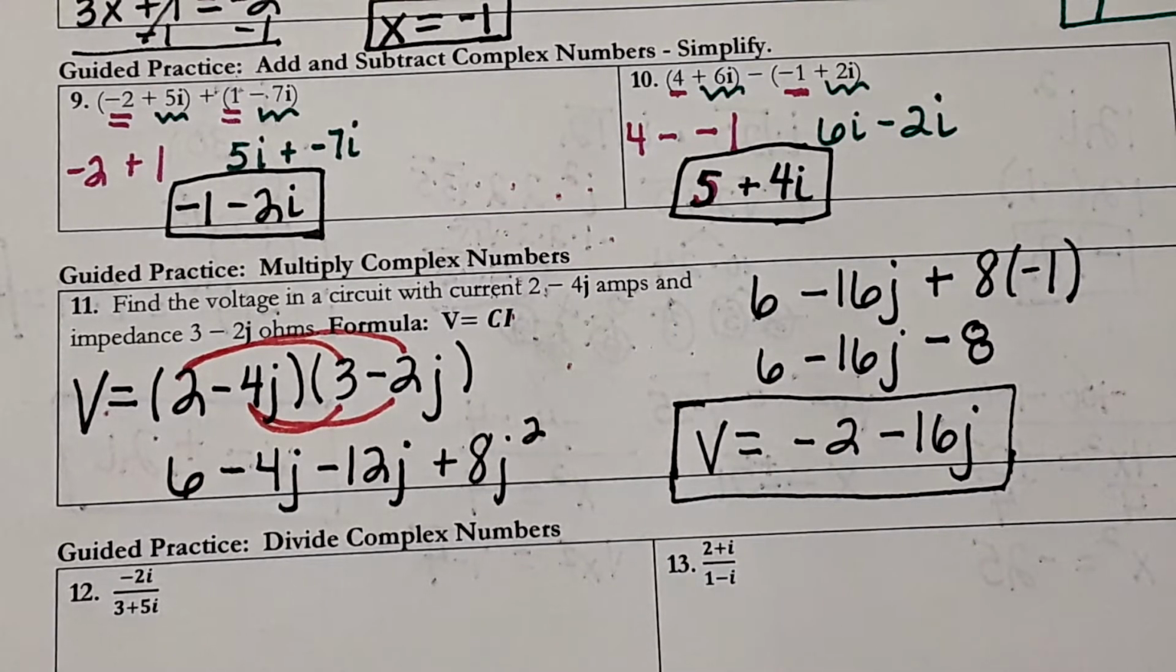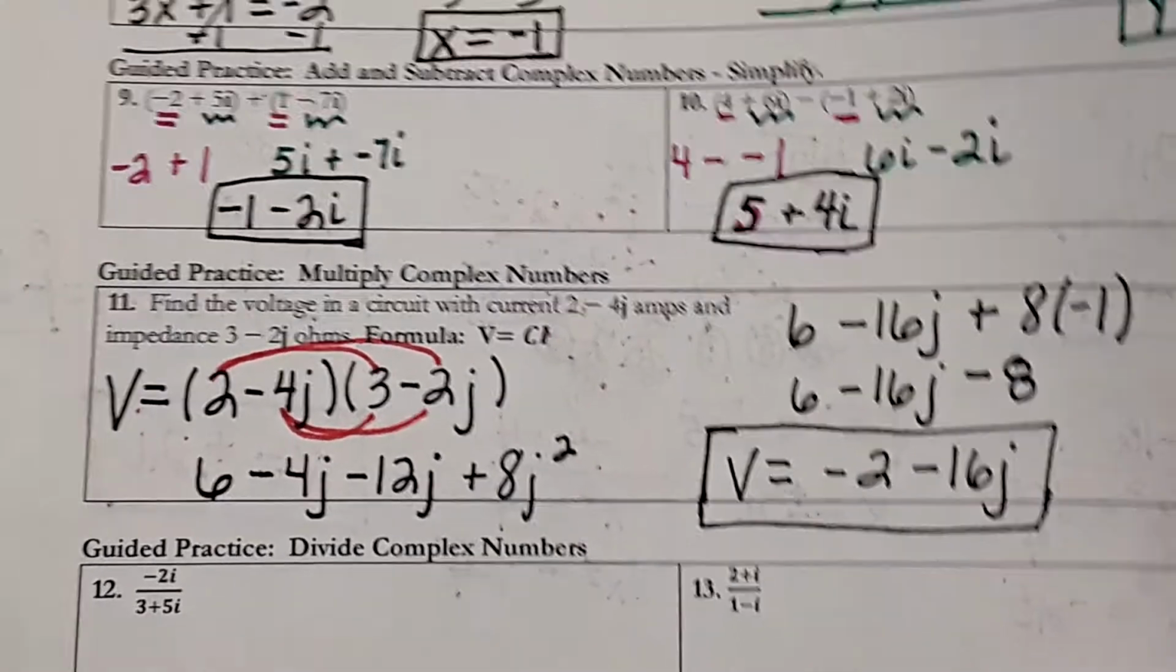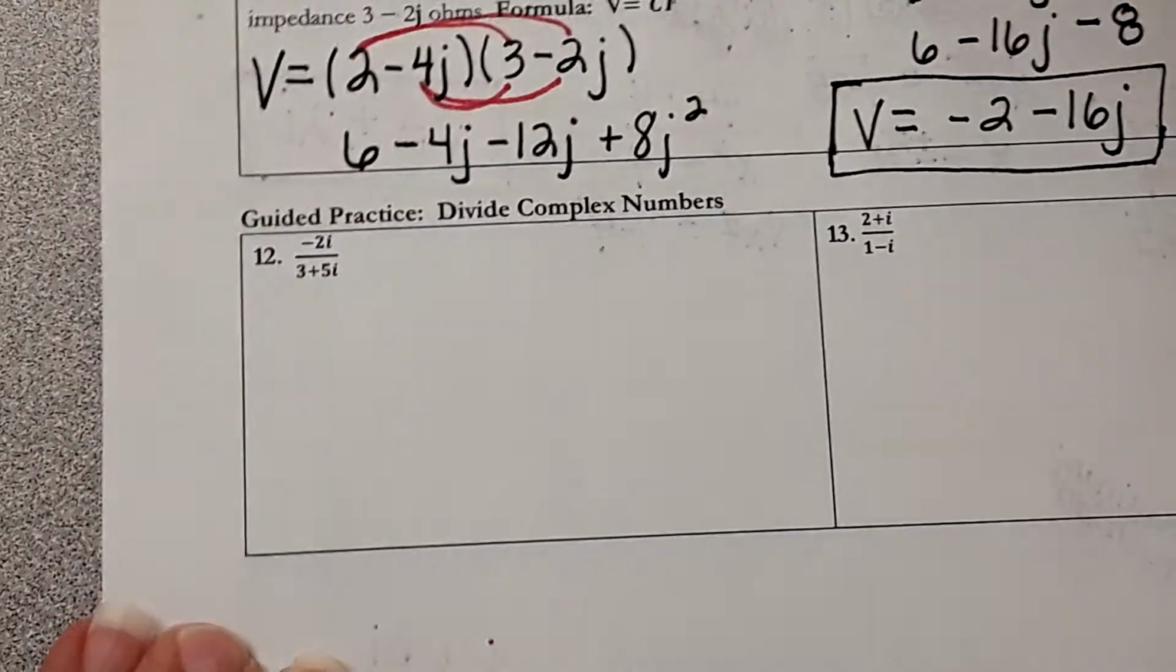Okay. You guys, we just use the J's. It's something that you'll see in science. Most of the time we'll be using I's. Okay, so now number 12 and number 13.